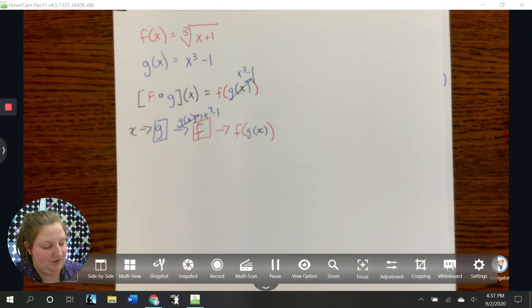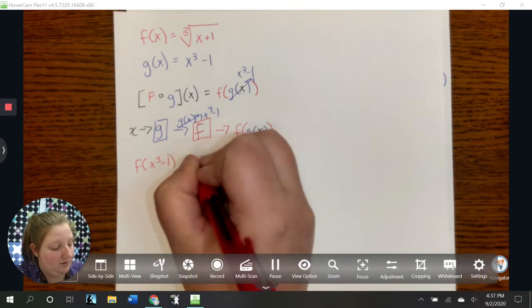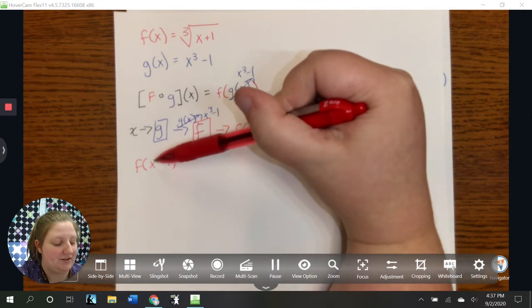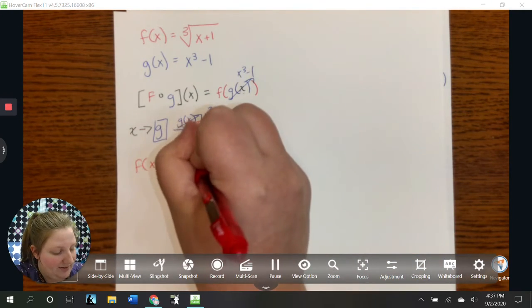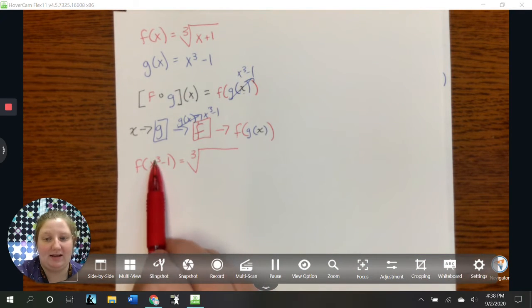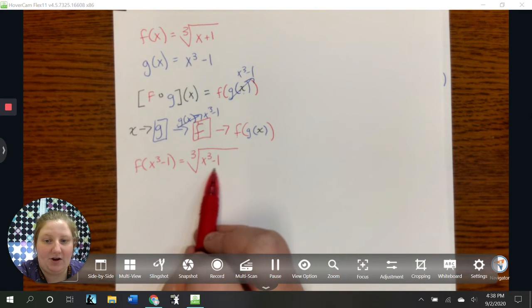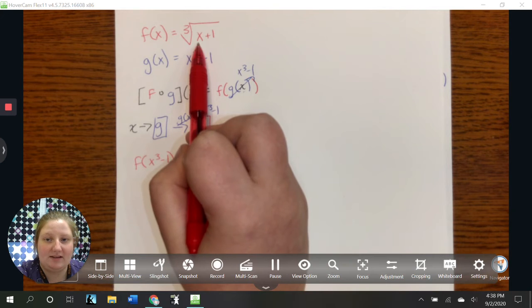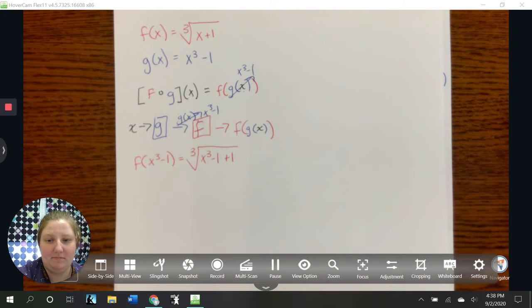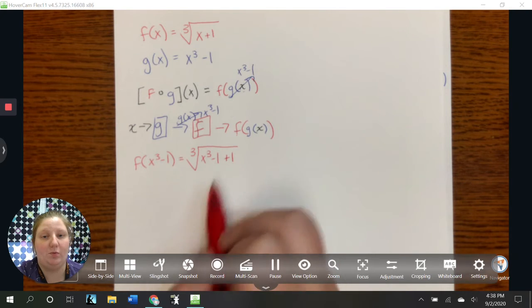So let's do that. Let's do f of x cubed minus 1. In our function f, we're going to replace our variable x with x cubed minus 1. So we still have our cube root of, but instead of x, we're replacing that with x cubed minus 1. So this right here, x cubed minus 1, takes the place of x, but we still have the plus 1 at the end. All right? So we have the cube root of x cubed minus 1 plus 1.